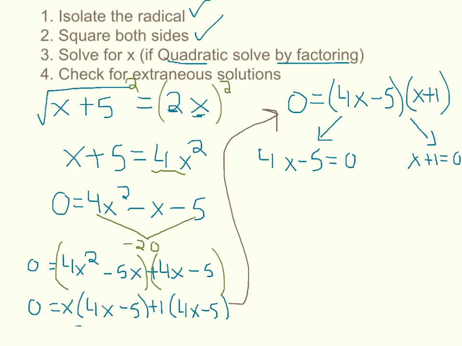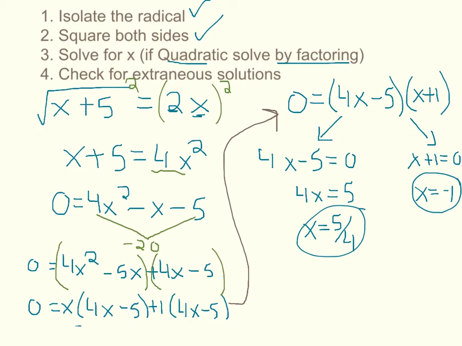So this left one I have to add 5. So 4x equals 5, and then divide by 4. X equals 5/4. And then on the right side, x equals -1. So those are my two solutions. But I now have to check for extraneous solutions.